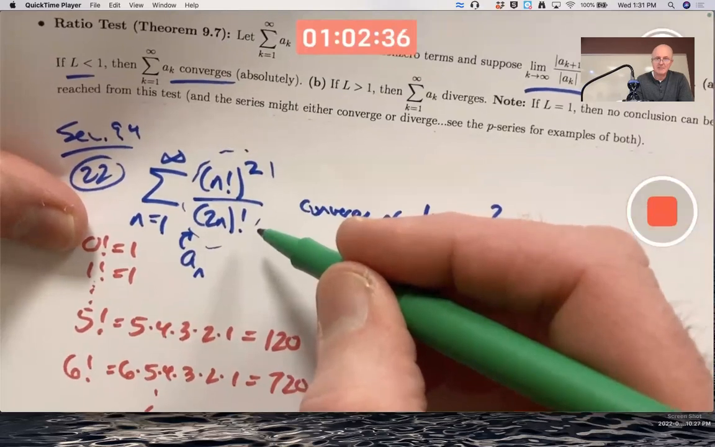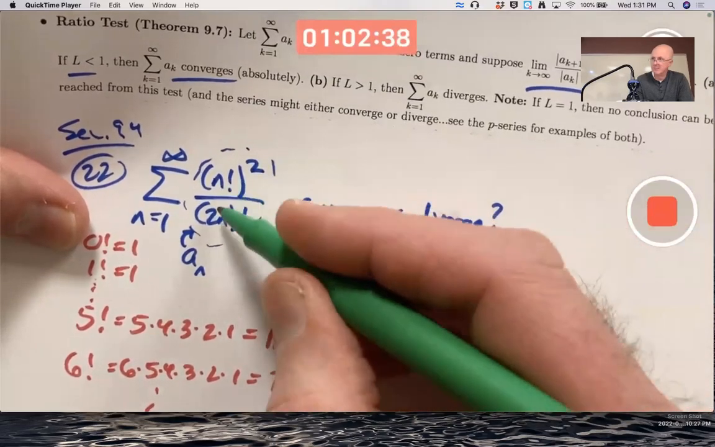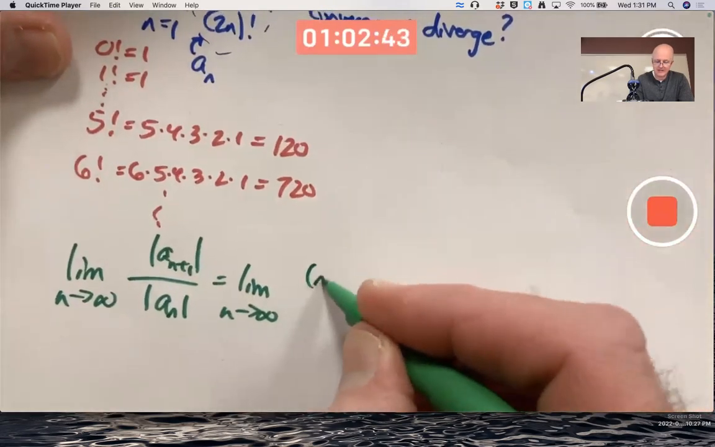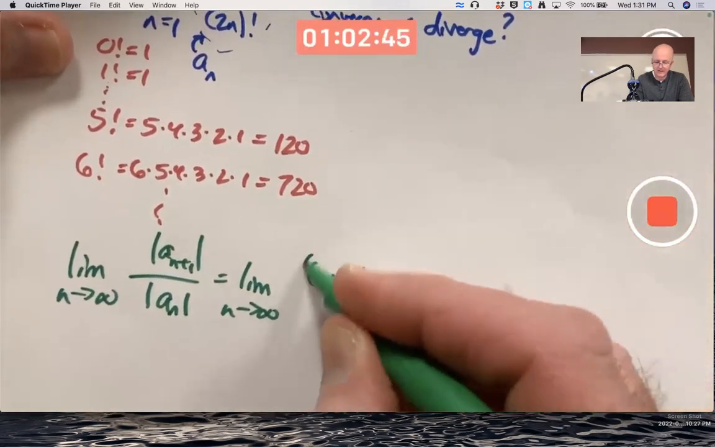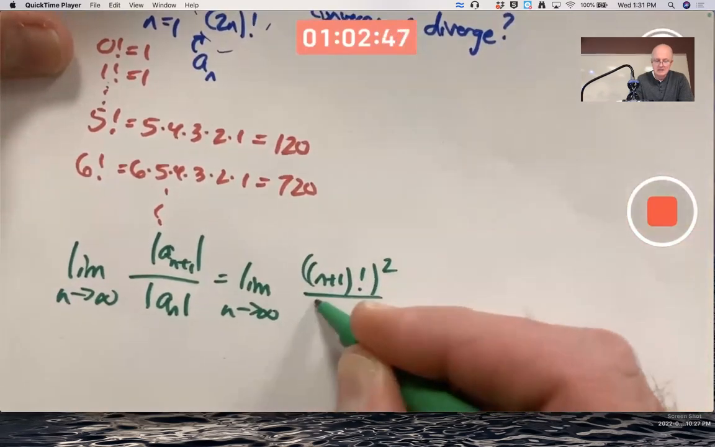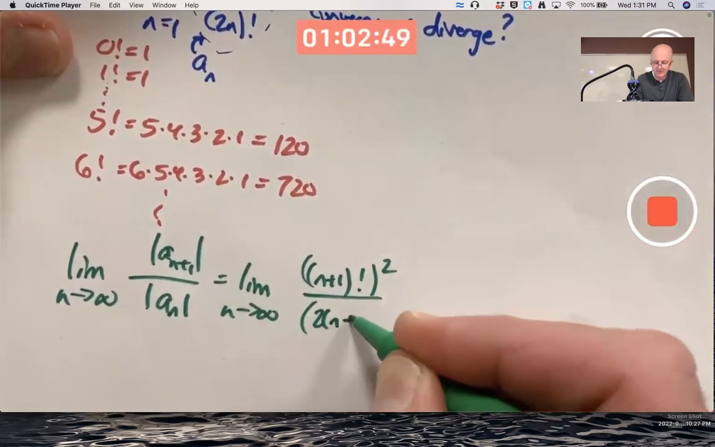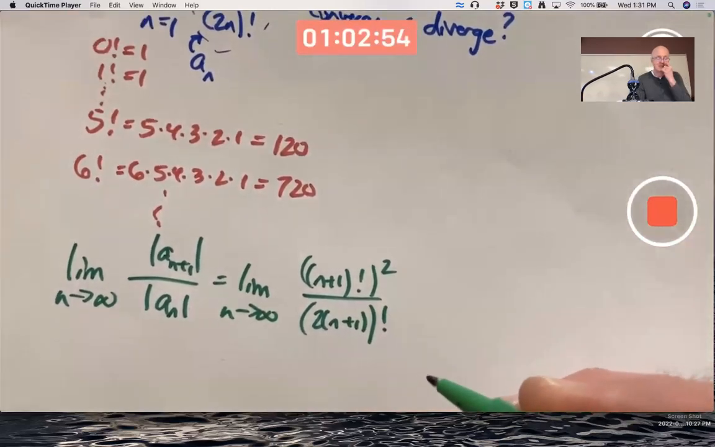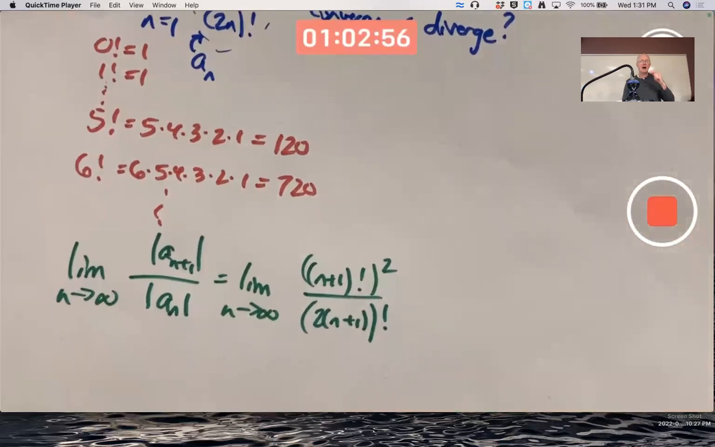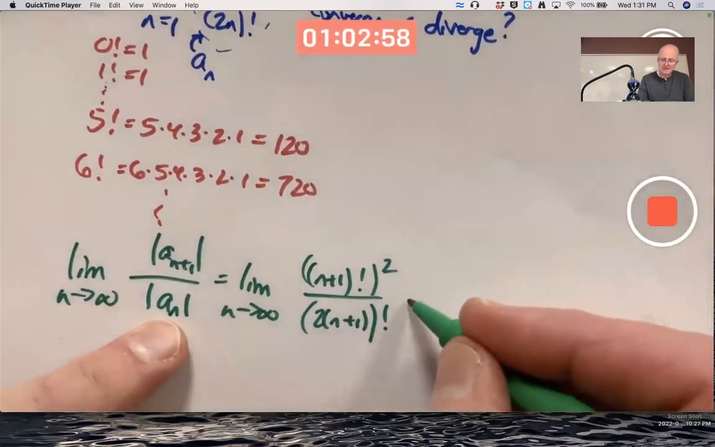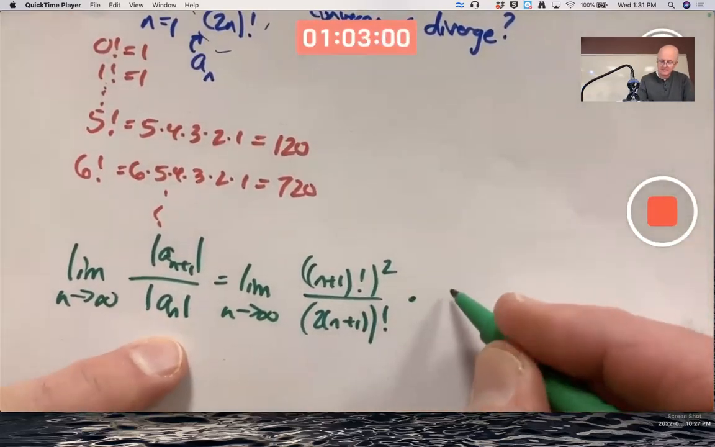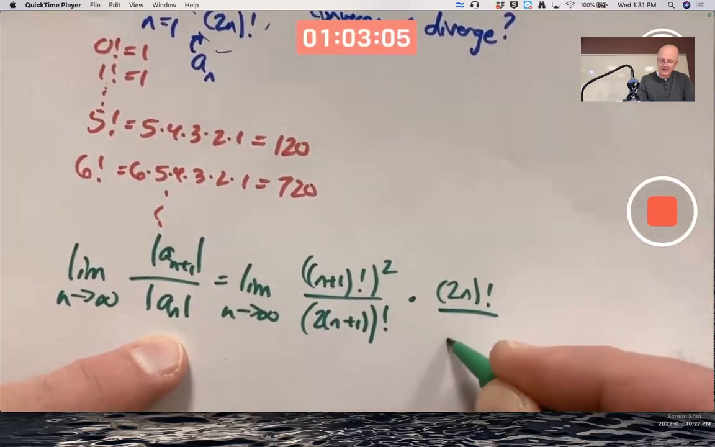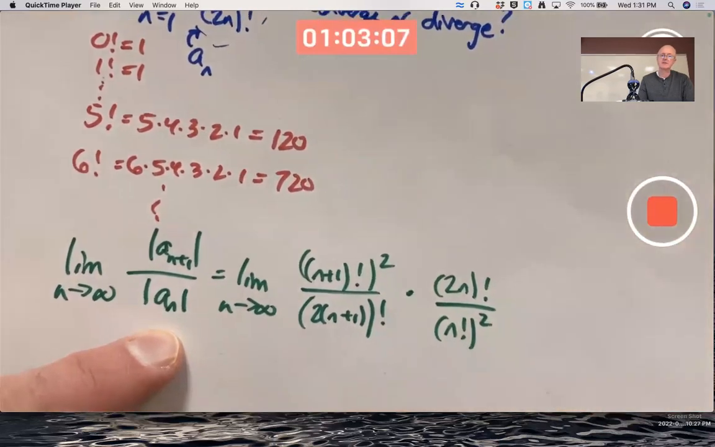What is a sub n plus 1? Replace each n with n plus 1. So you have (n plus 1) factorial quantity squared divided by 2 times (n plus 1) quantity factorial. That's a sub n plus 1. I'm dividing by a sub n, which means I need to multiply by its reciprocal. So I get a 2n quantity factorial in the numerator and an n factorial quantity squared in the denominator.